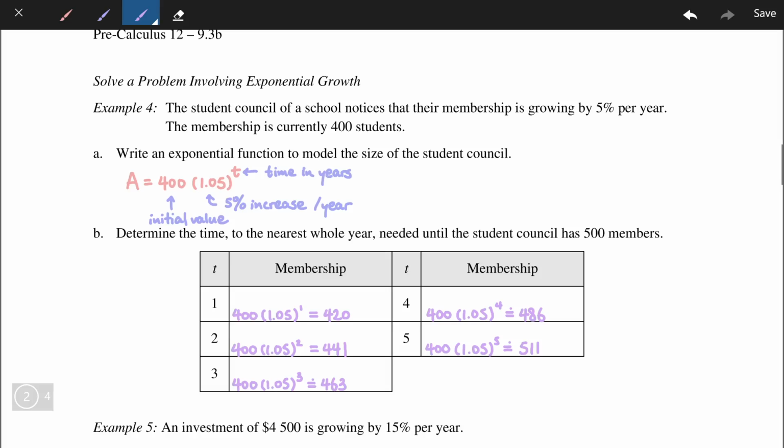Now, this is obviously not the only way to do the question. Of course, we can attempt to do the question algebraically, and what we end up with is 500 is equal to 400 times 1.05 to the t power. And then we can divide both sides by 400, so we get 1.25 is equal to 1.05 to the t power. And of course, the problem that we run into is we don't have a good way of solving for t as of right now. That will come in the next unit.